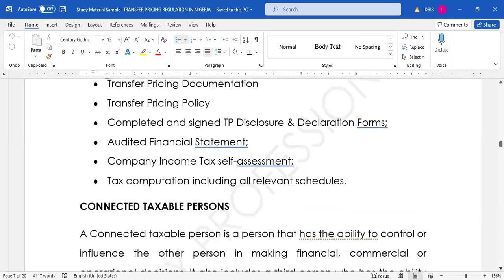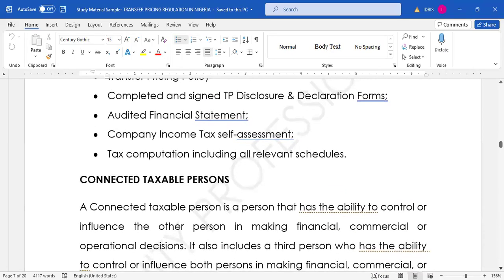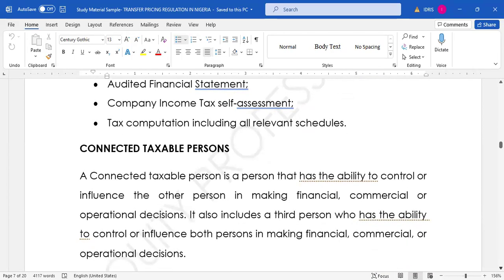In transfer pricing, we normally have what is called connected taxable persons. Connected taxable persons are entities or companies that are related to each other. They are related because they belong to the same group of companies, or they are in the same line of business, or they are owned by a related party individual.